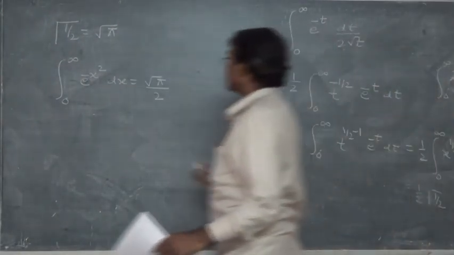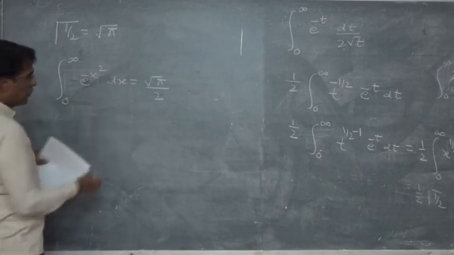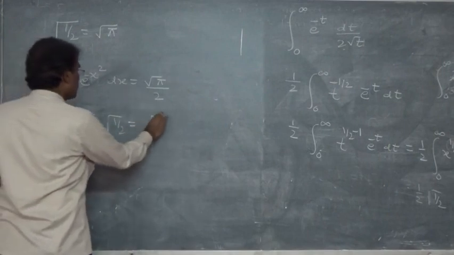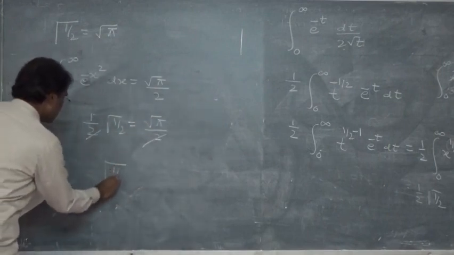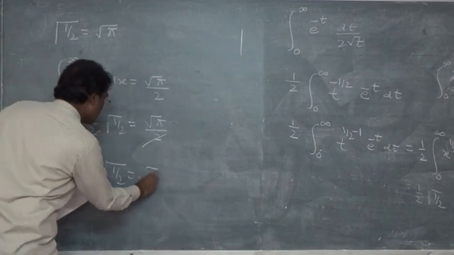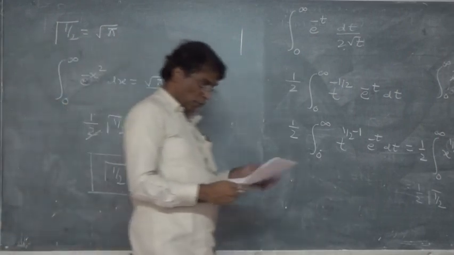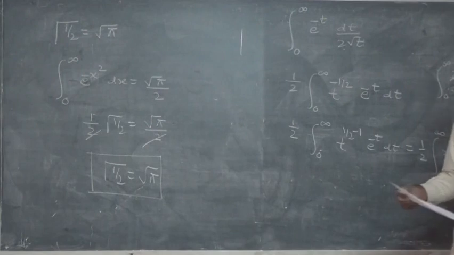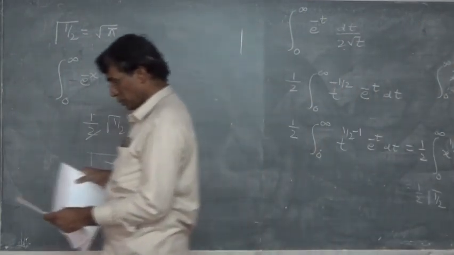So now this much is half gamma half, and this is equal to, already we know, root pi by 2. This 2 and 2 get cancelled. So gamma half is equal to root pi. This is also a very important formula. Remember, gamma half is equal to root pi.